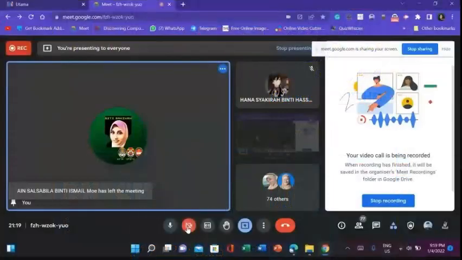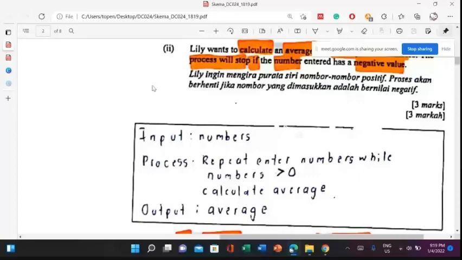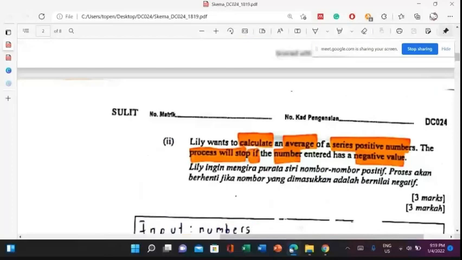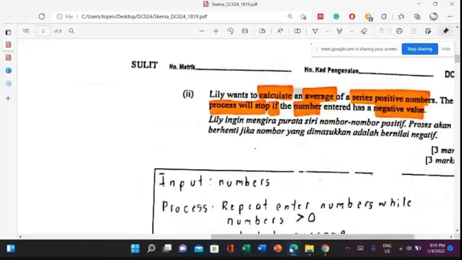We will start with the first set, which is 2018 and 2019. Since today we are going to discuss repetition only, we will start with the question. This is, I believe, question 1.